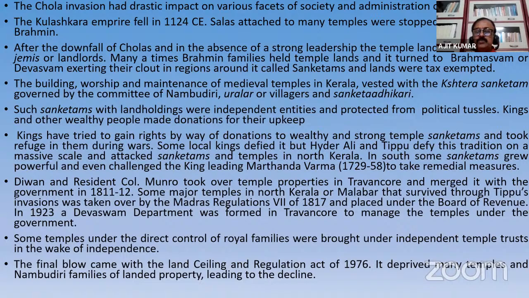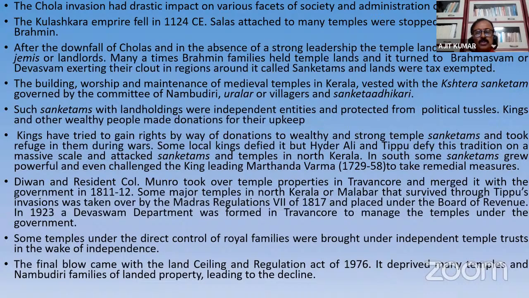Such Sanketam land holdings were independent entities and were protected from political tussles. Kings and wealthy people made donations for the upkeep of these temples. Kings tried to gain rights over certain Sanketams which were very wealthy and very strong. They are supposed to have even taken refuge in some of these Sanketams during conflicts. And local kings didn't defy this tradition of Sanketams being protected and beyond the scope of attack or loot. But Hyder Ali and Tipu defied this tradition on a massive scale, and many of the temples in North Kerala, or Sanketams, were attacked and looted.